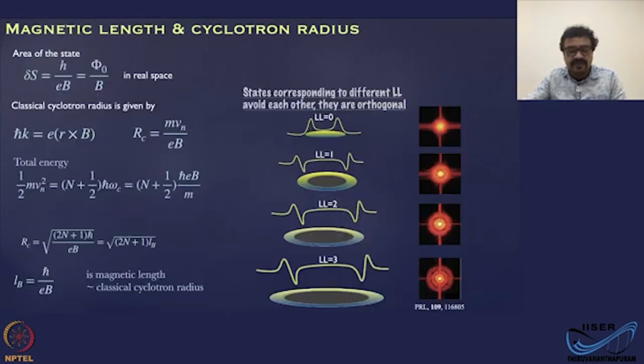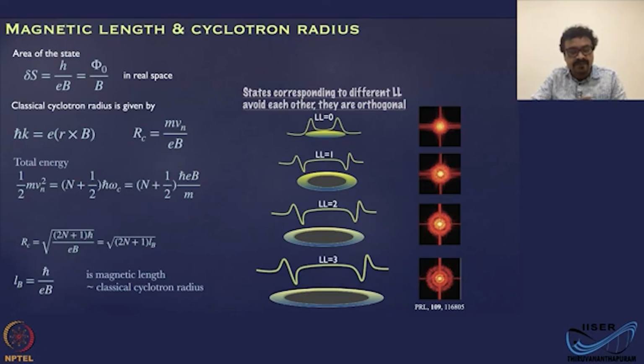Now, let us close today's lecture by briefly mentioning another concept, that is the magnetic length and its connection to the cyclotron radius. So we know the area of the state delta S is h by eB, or phi 0 by B, in real space. This we have done before.